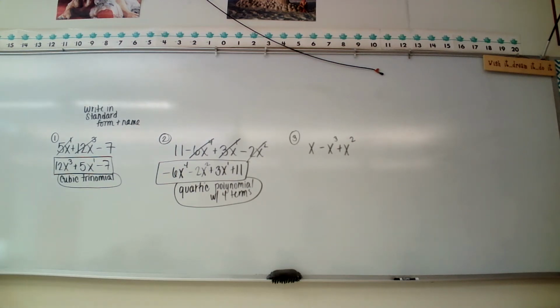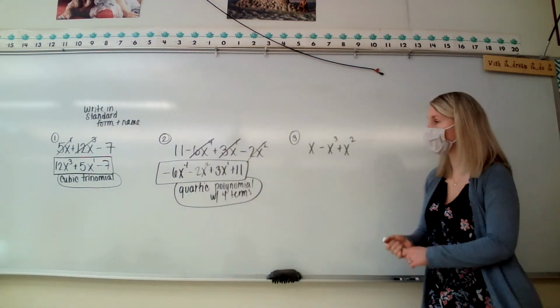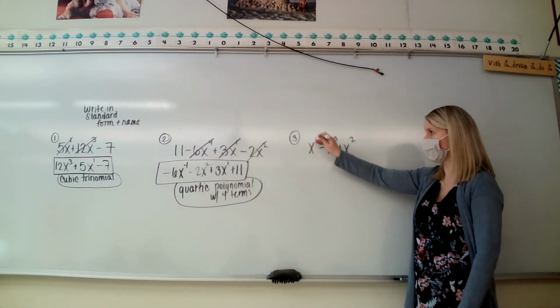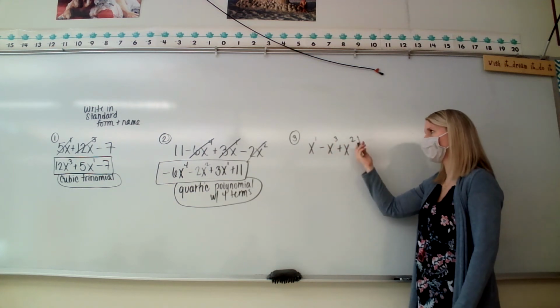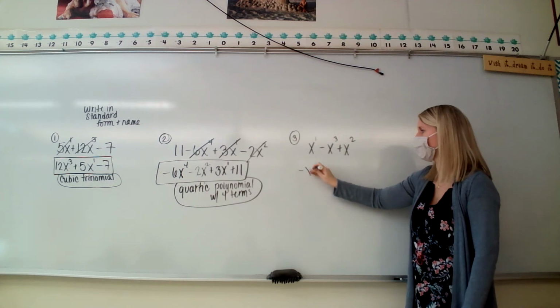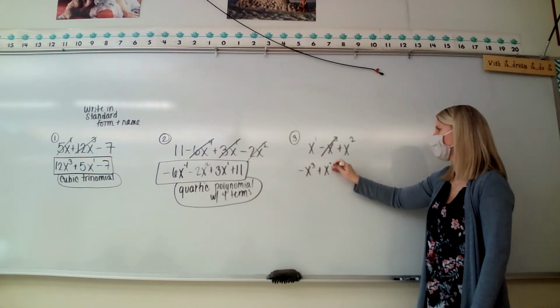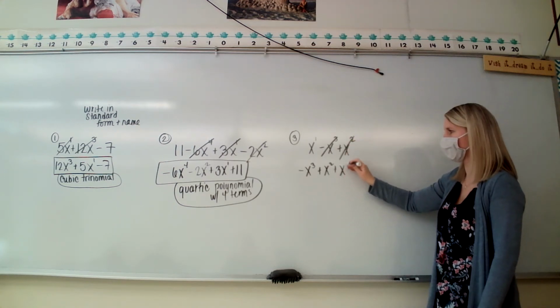Okay, guys, let's rearrange this. How exciting. Look at your exponents. You got, technically that's a 1, right? A 3, a 2. I need to go from highest to lowest, so this is my highest exponent. Whatever's in front of it stays with it. So that would be negative x cubed plus x squared plus x, or you could say x to the first.